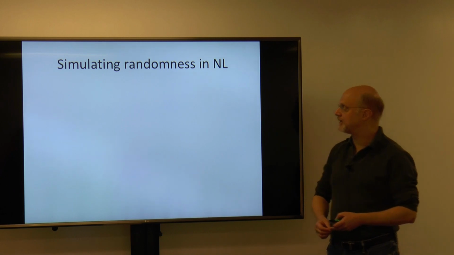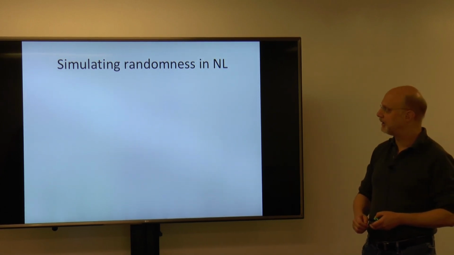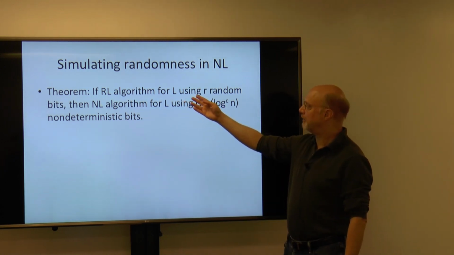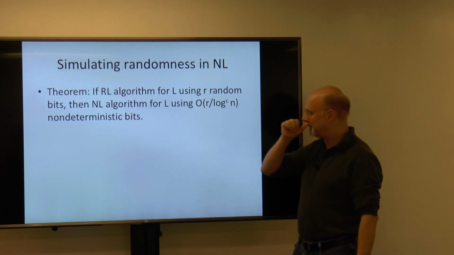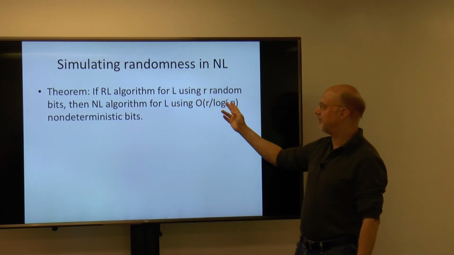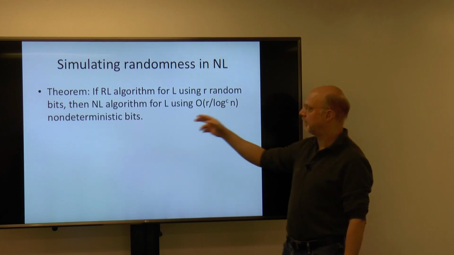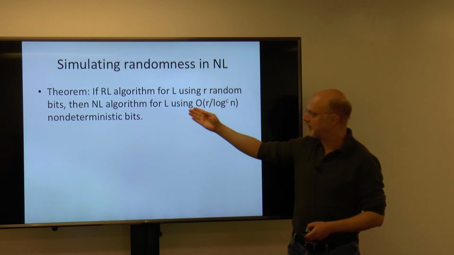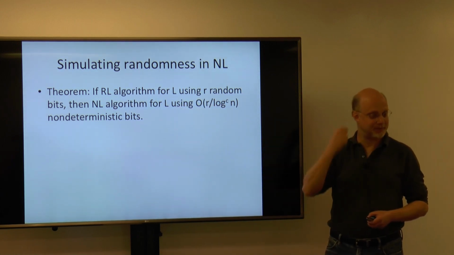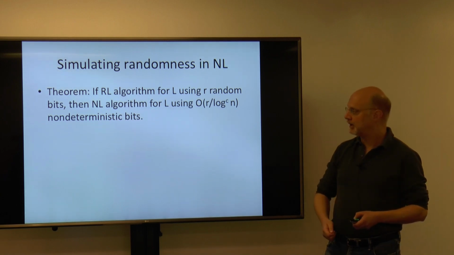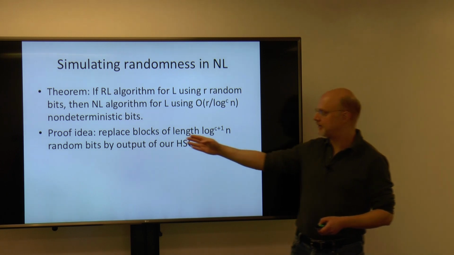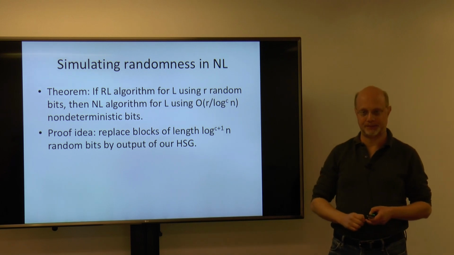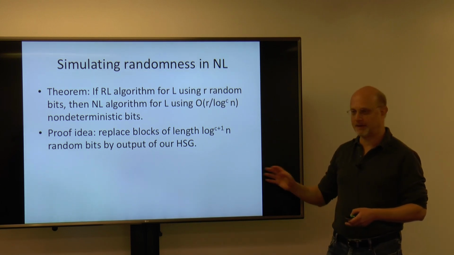Okay, we also have a way to simulate randomness in NL. So here the theorem is that if we have an RL algorithm for some language L using R random bits, then there's actually an NL algorithm for L using fewer bits, R over polylog n non-deterministic bits. So in some sense, we're saying each non-deterministic bit can count as polylog random bits. And this isn't too hard either. The idea is to replace blocks of length polylog by the output of our hitting set generator. But I won't go through the proof, but it's not hard.